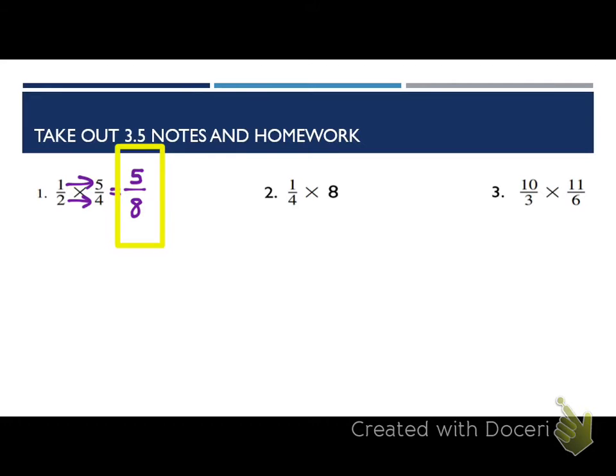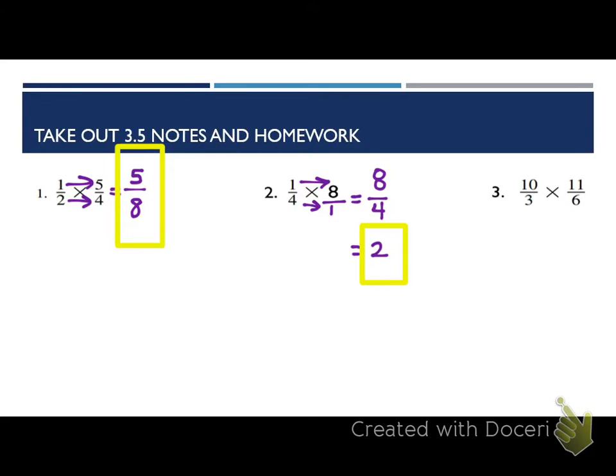Number 2, it says 1/4 times 8. This one, it doesn't look like a fraction, but we can make it look like a fraction. So how can I make the number 8 look like a fraction? Put it over 1. That doesn't change the value. It just makes it look a little different. So I can still multiply straight across. 1 times 8 is 8. And then 4 times 1 is 4. This reduces to 2. Again, if you know how to cross cancel is what it's called, then you do you. But I'm going to do this just in class.